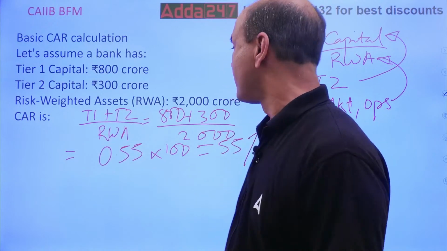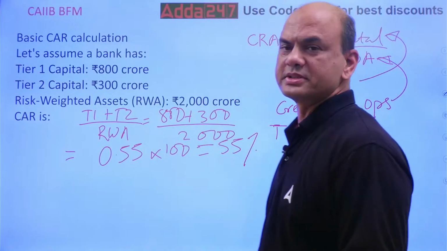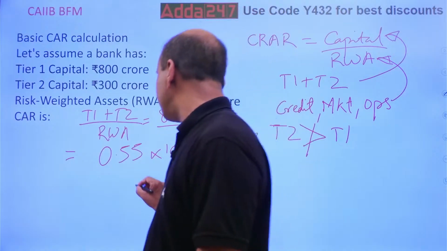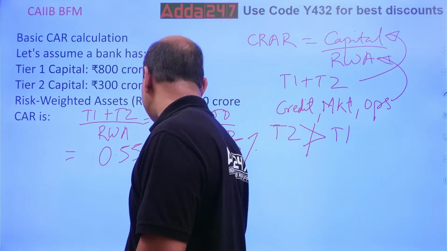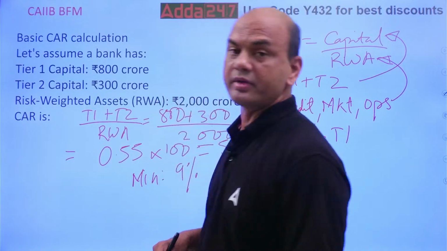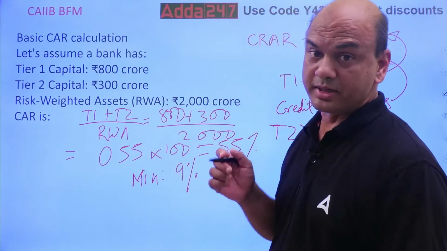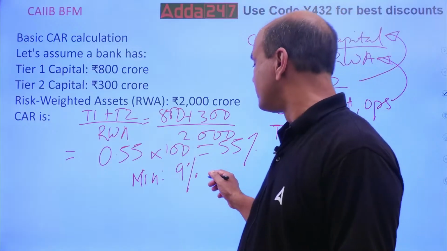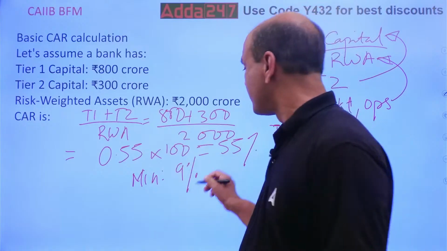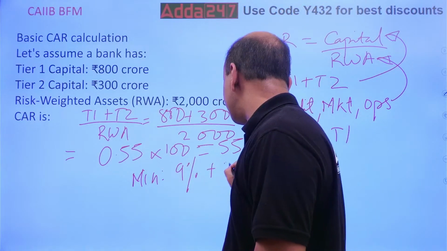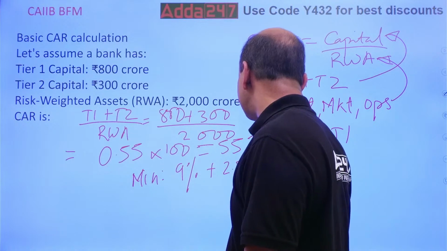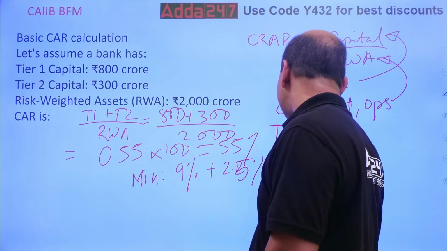So what does RBI prescribe? RBI says your CRAR should be minimum 9%. And if you have a CCB buffer, that is now made compulsory. From 2021, this 9% alone is not applicable. You have to compulsorily take the CCB of 2.5%, which is equal to 11.5%.